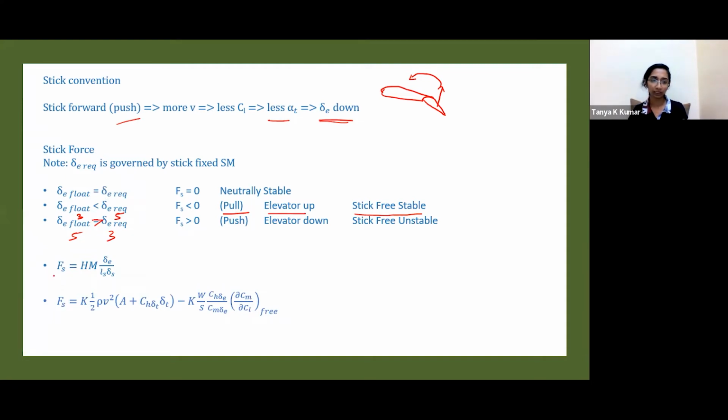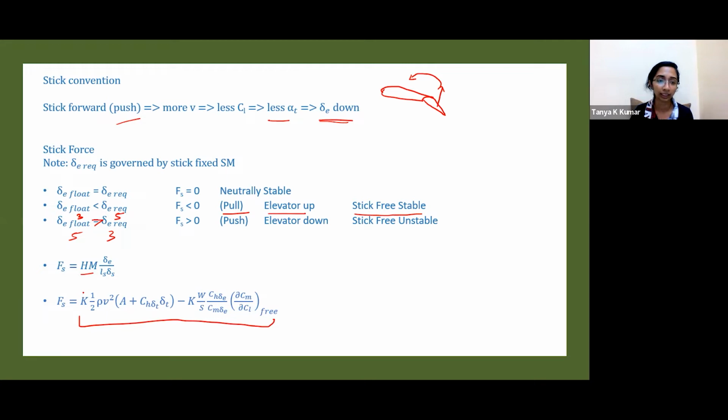Now your stick force is given by this equation. Hm is hinge moment, delta E the elevator deflection, Ls and delta S, okay? So the stick force equation is also given by this. Once you expand and simplify the equations, you get this final equation, which will be used in some of the numericals. I've just noted it down here.